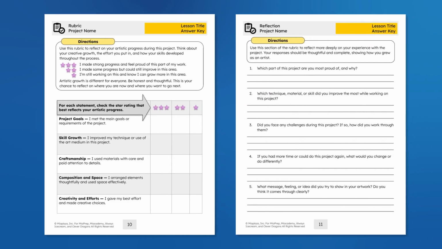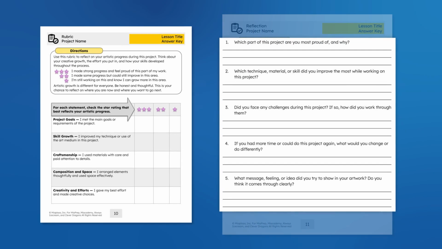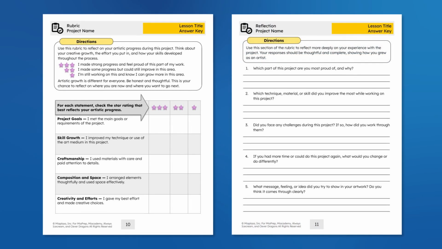Your reflection lets you think about your experience as an artist. You'll answer a few quick questions about what felt successful, what challenged you, and how your choices helped communicate your ideas. It's a moment to pause and notice your growth, your problem solving, creativity, and your efforts as a whole. Together, the rubric and reflection can give you a full picture of your whole progress.